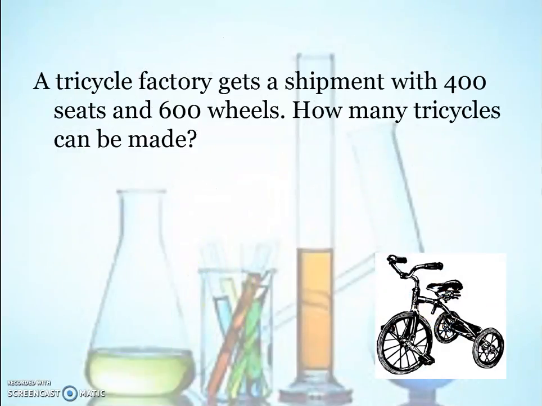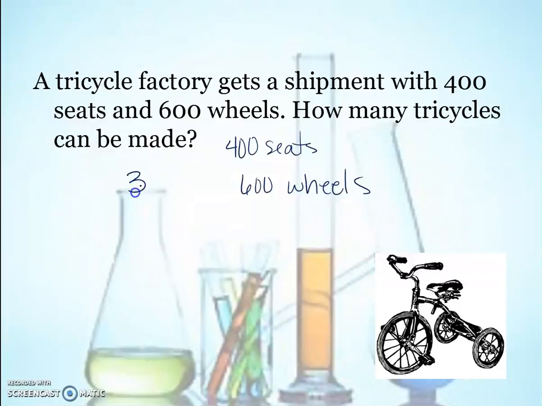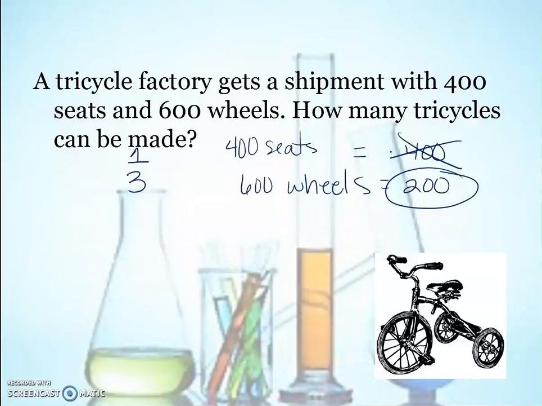Okay, here's another example. A tricycle factory gets a shipment with 400 seats and 600 wheels. How many tricycles can we make? Here's a picture of a tricycle, and we're going to imagine that all of the wheels are the same size. I know it doesn't make sense, but we're going to imagine that. We need 3 wheels per tricycle and 1 seat per tricycle. With 400 seats, I could make 400 tricycles, but with 3 wheels per tricycle, I can only make 200 complete tricycles. So how many will I make? 200. This makes sense.